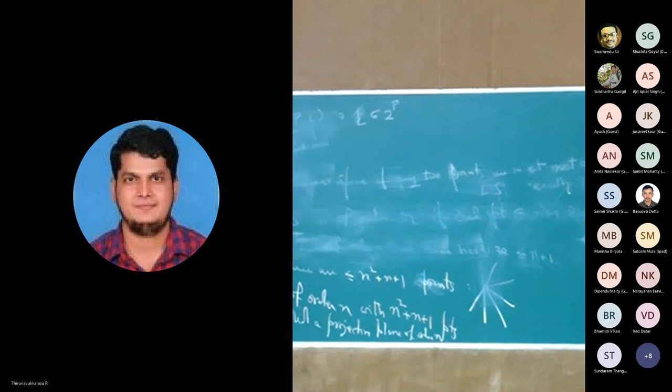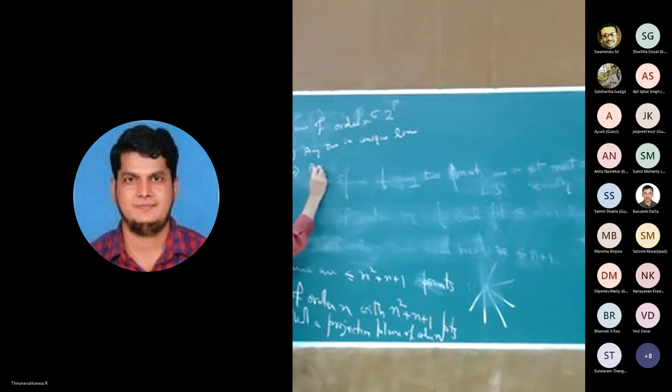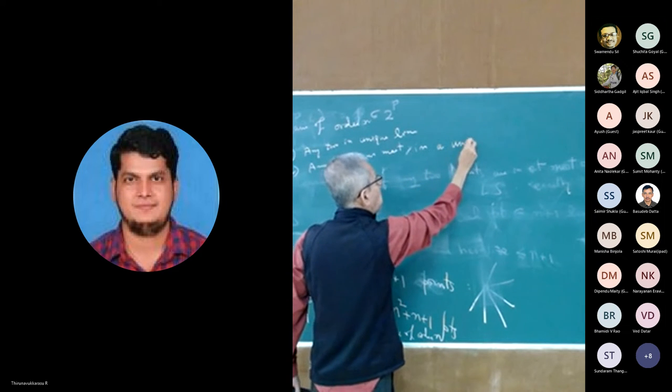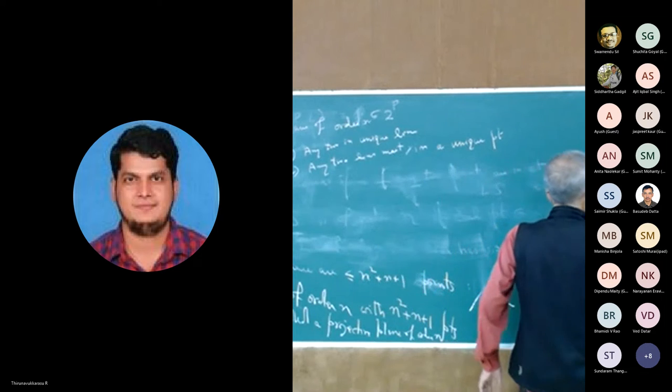Now, because of this argument, one can see a projective plane of order n is a linear space with the following property. Any two points have a unique common line, that is, any two lines meet in a unique point, of course. Yeah, okay, I think half my time will be taken erasing this.